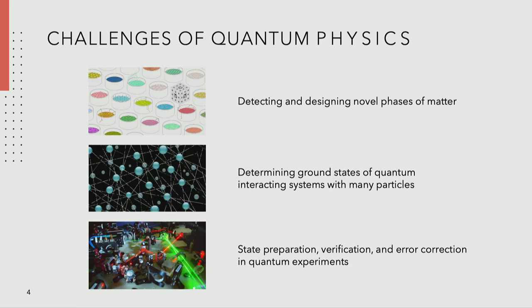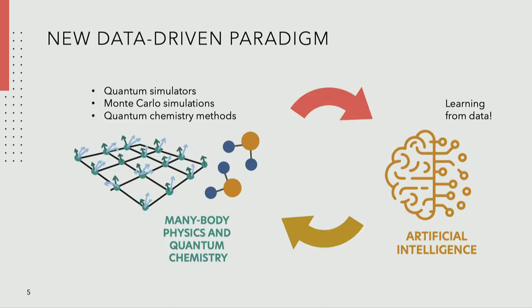So to me, one of the most exciting challenges of quantum physics nowadays are the following. And you have already seen during this conference that many of these challenges, such as detection of novel phases of matter, finding ground states of quantum many-body Hamiltonians, aiding in quantum experiments, can all be addressed in an automated way. And that's exactly the most exciting thing with these automated approaches: you use raw data and you avoid human biases as much as possible.